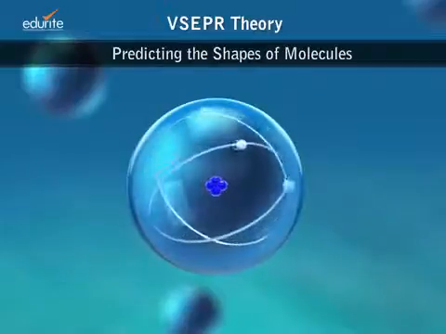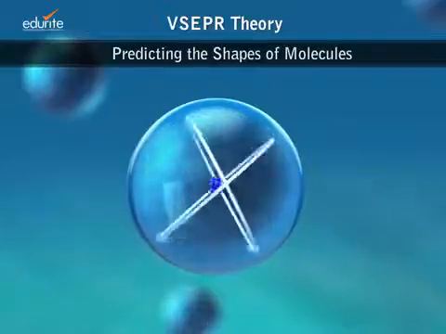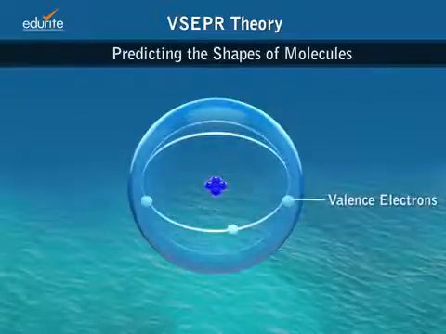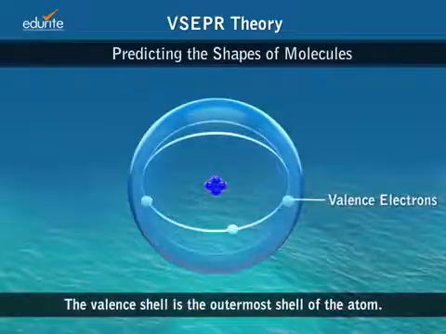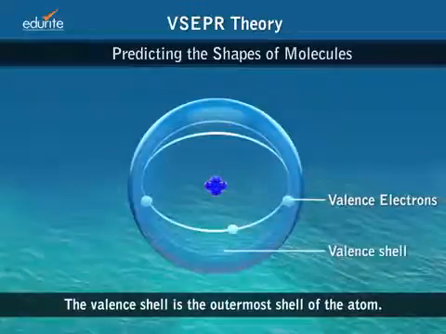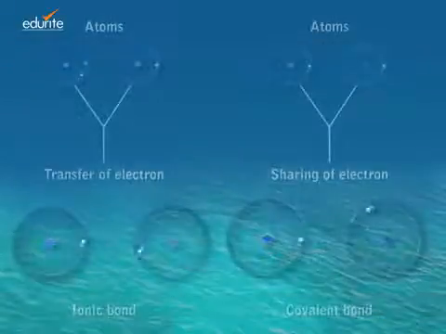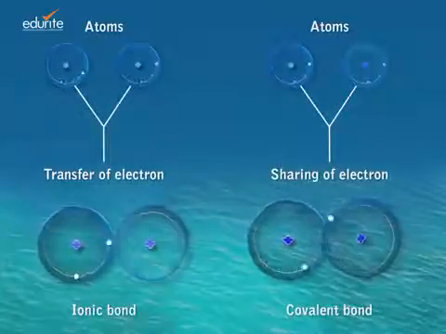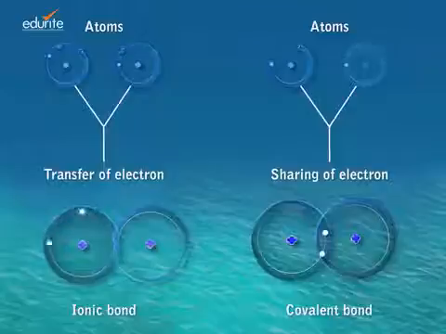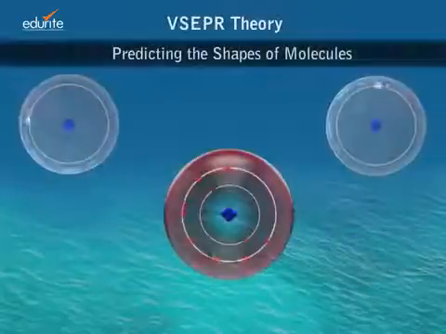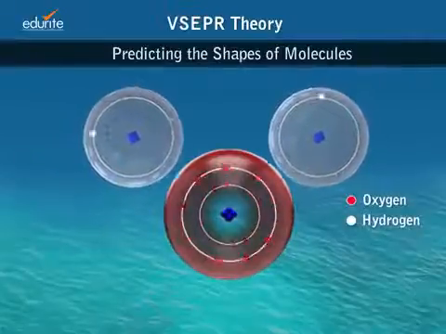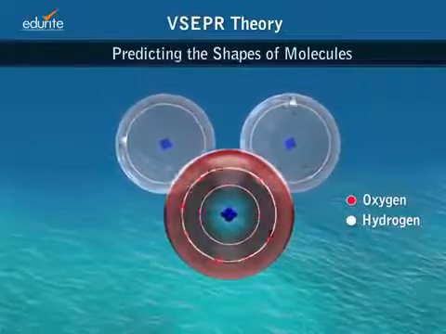Electrons are the negatively charged particles of an atom. Electrons that can take part in chemical bonding are known as valence electrons. These are found in valence shells, which are the outermost shells of atoms. A chemical bond involves either the transfer or sharing of valence electrons between atoms. The sharing of valence electrons between atoms in a molecule can be represented by Lewis dot structures.